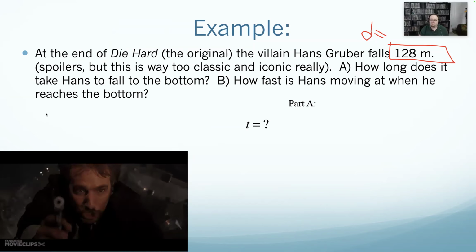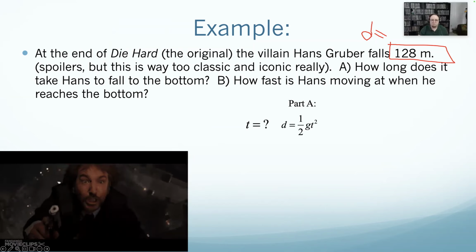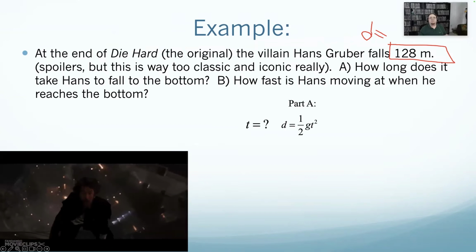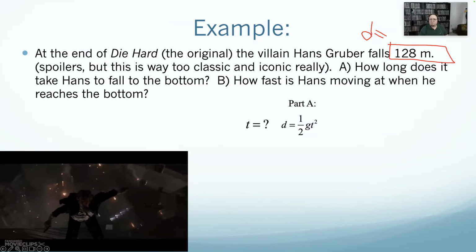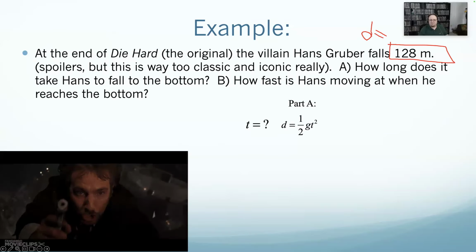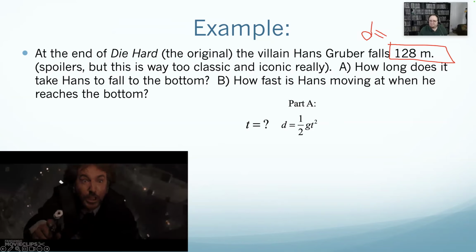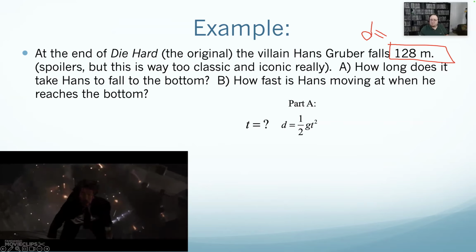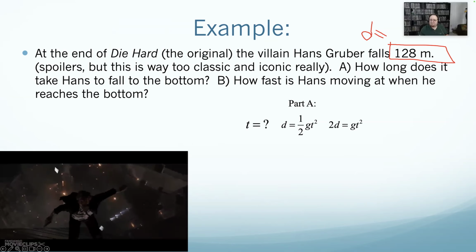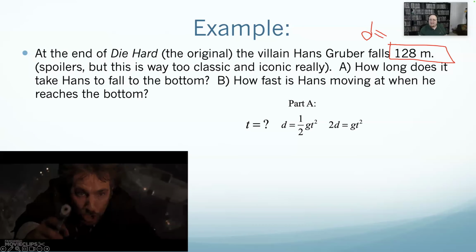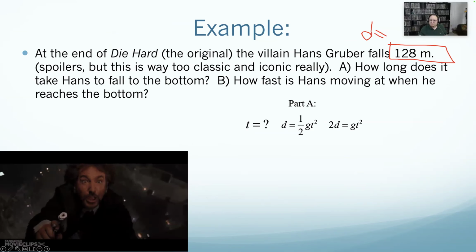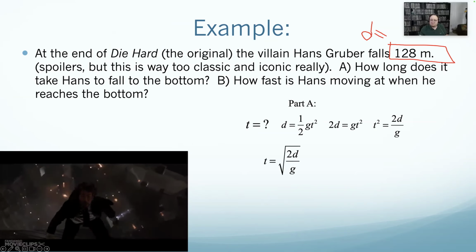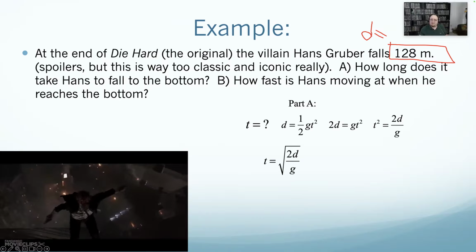And we now know that d equals 1/2 gt squared. Sometimes I will give you t and ask for d, which makes this very simple. Sometimes I'll give you d and ask for t, which makes this more complicated. But I can rearrange and solve this. If I multiply both sides by 2, I can get rid of my half. If I then divide both sides by g, I can get t squared alone. And if I square root both sides, I can get an equation for the time.